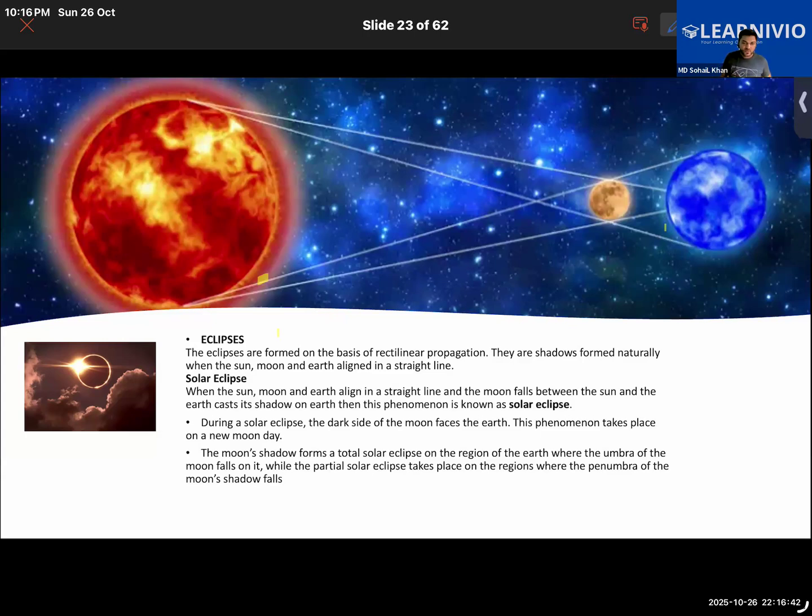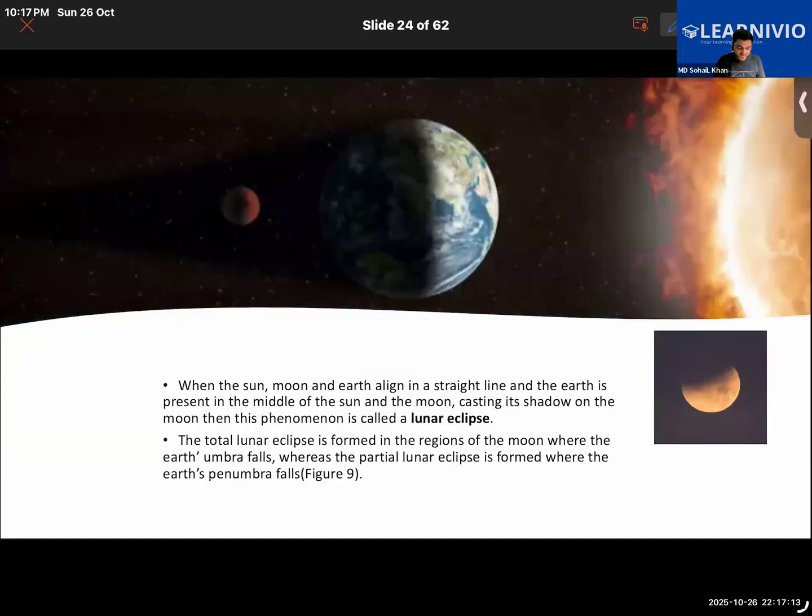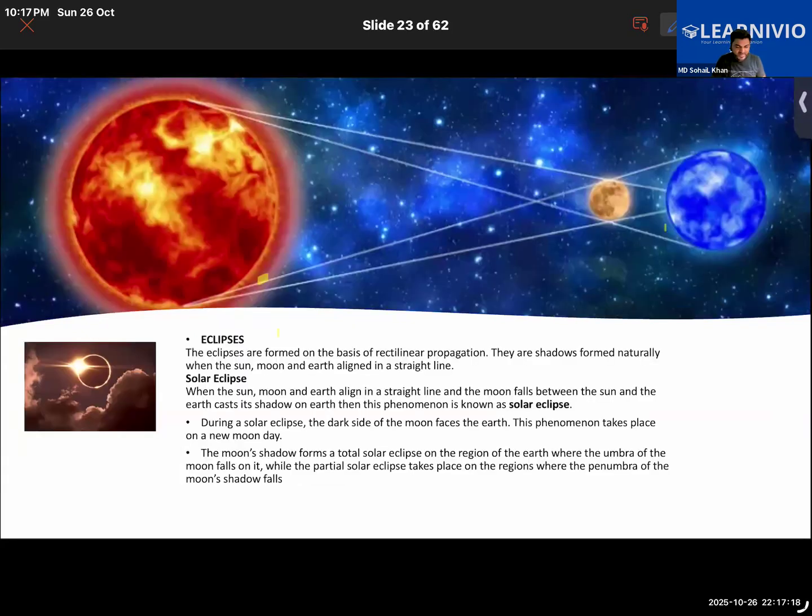Now let's get back to this topic again. Talking about eclipses, eclipses are formed on the basis of rectilinear propagation. They will be formed when the sun, moon, and earth are aligned in a straight line. Shadows will be formed naturally when they are aligned. Sometimes the moon may come in between sun and earth, and sometimes the earth will come in between moon and sun. So different types of eclipses will be formed.